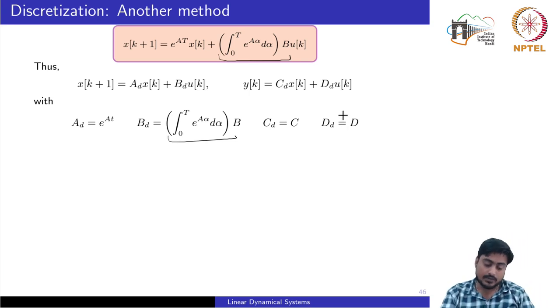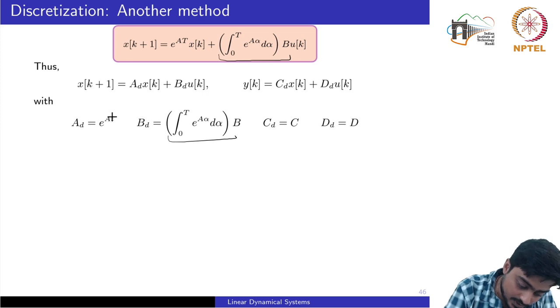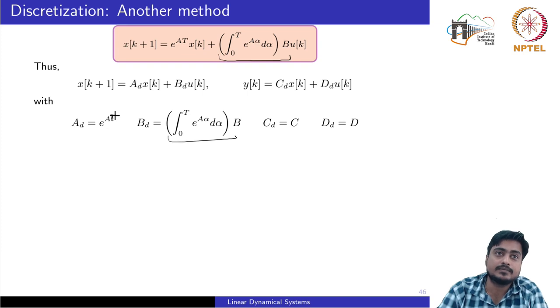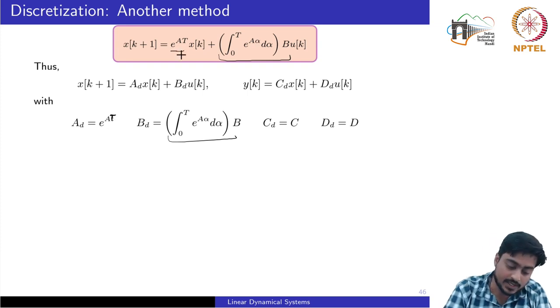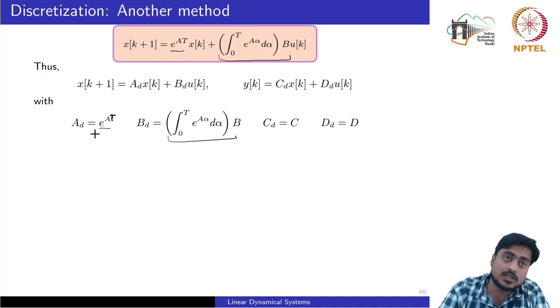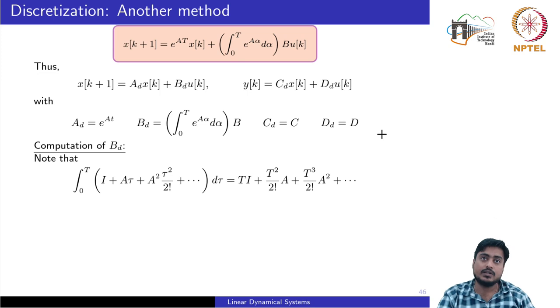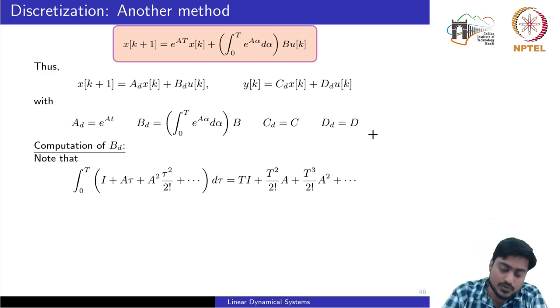Now basically it should be e to the power a into capital T, right? Because we are having e to the power at. Given the sample time, we can compute this matrix exponential. Here for the computation of BD, we need to compute this integral, right? But we also have a solution for that. Instead of computing the integral, we can write the closed form solution of this one.